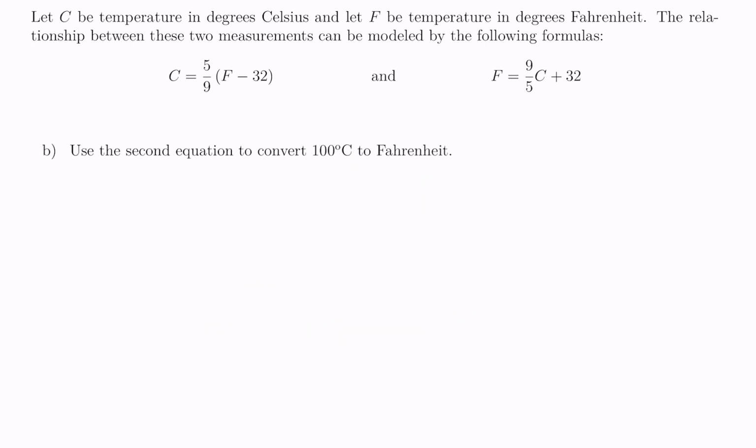In part B of this example, we are supposed to use the second equation to convert 100 degrees Celsius to a temperature in degrees Fahrenheit. Again, we're going to be substituting that 100 in for the C in the formula. When we write this out by hand, we'll have the equation F equals 9/5 times 100 plus 32. It is important to remember when we substitute the 100 for the C that 9/5 C means 9/5 times 100.